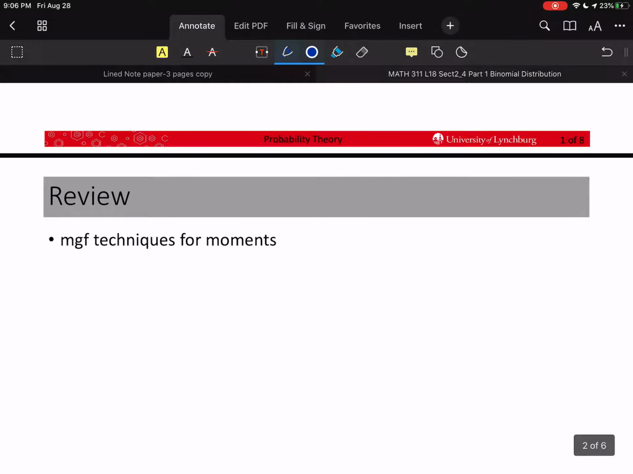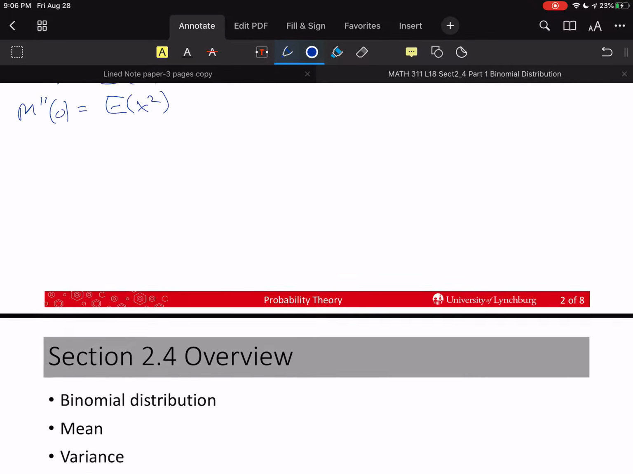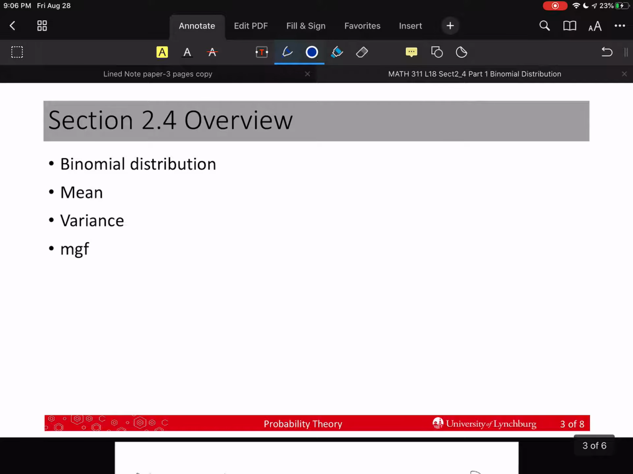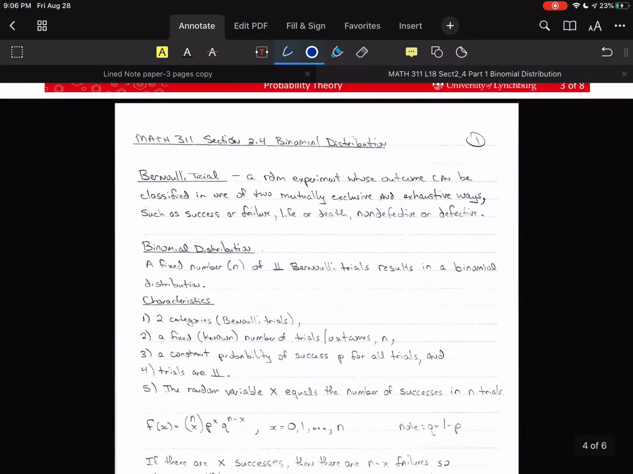Last time, we learned how to use the moment generating function to generate moments, such as E[X squared], etc., by taking the derivatives at 0 of the moment generating function. So in this section, we're going to learn the binomial distribution. We're going to learn and derive its mean and variance, and we're going to learn what its moment generating function is and do an example.